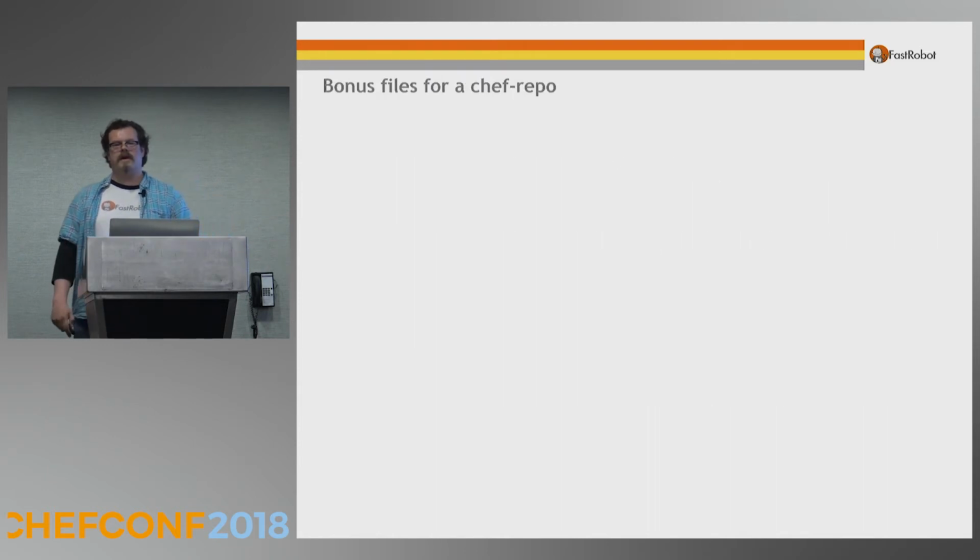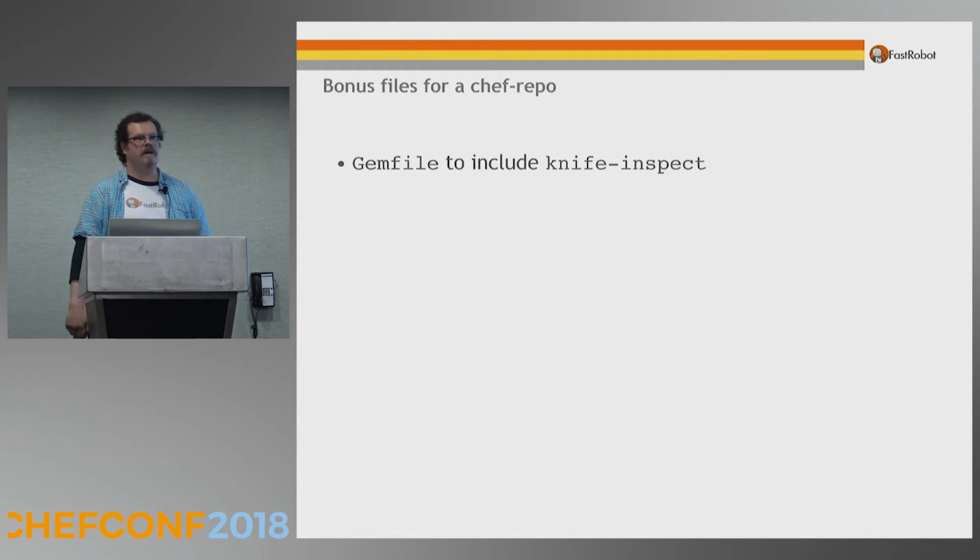So let's talk about other files I might shove into a ChefRepo. Since I included a gem that's not part of the Chef DK, I have a gem file that has knife inspect. If I was running something beyond EC2 Cloud that comes in Chef DK these days, VMware Cloud, or I can't remember any other people's, that's terrible.